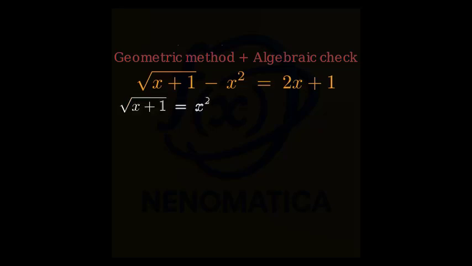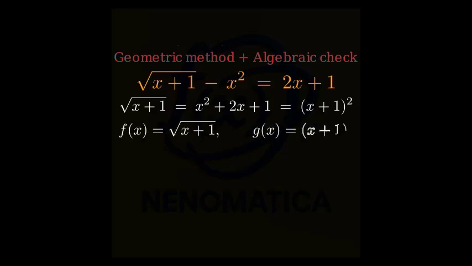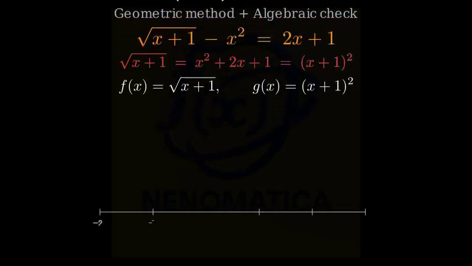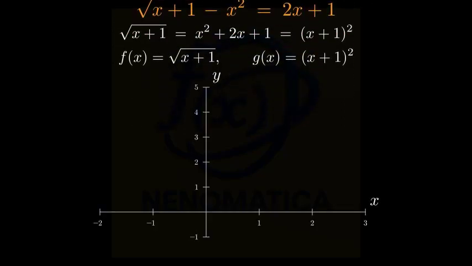Strategy. First, isolate the square root on the left. Then we will view the equation as f of x equals g of x and find intersection points on a graph. Let's draw axes and both functions on the same set of axes. Remember, the domain of the square root is x greater than or equal to -1.